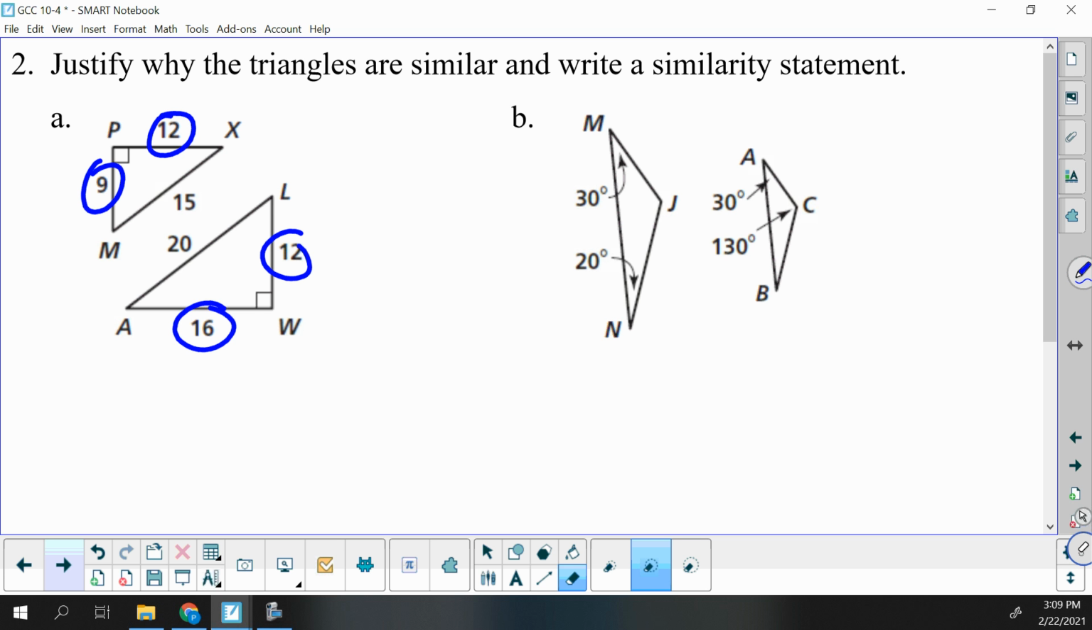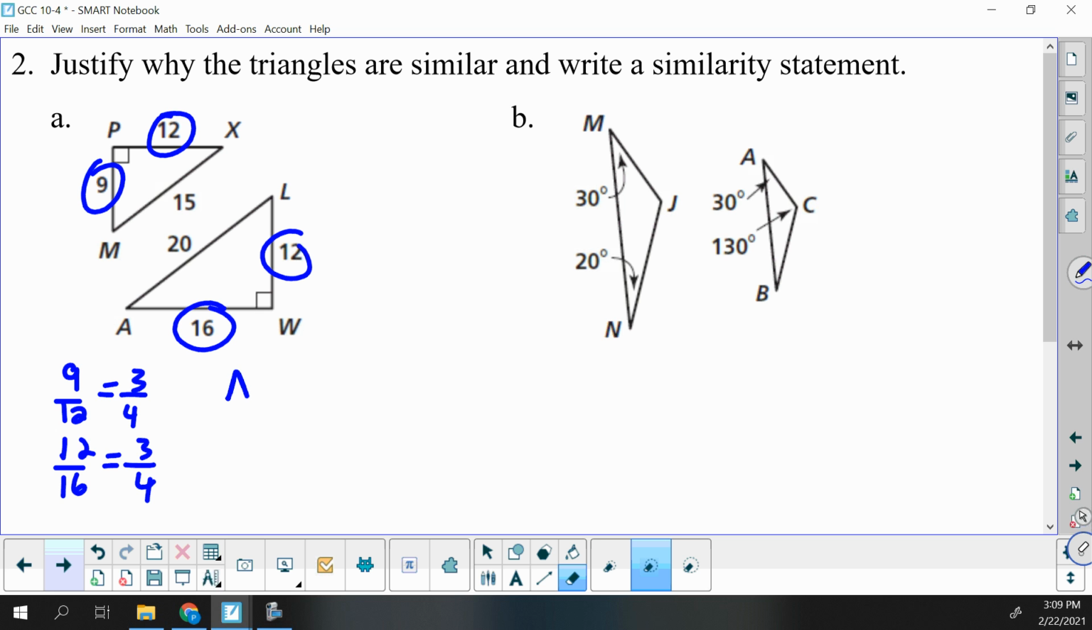So looking at those, let's do the small with the small. So that would be 9 to 12. Divide those by 3 and you get 3/4. And then do the 12 to the 16. If we divide those by 4, we get 3/4. Well, our sides on either side of the congruent angles were proportional.